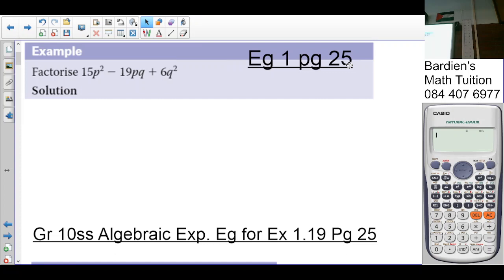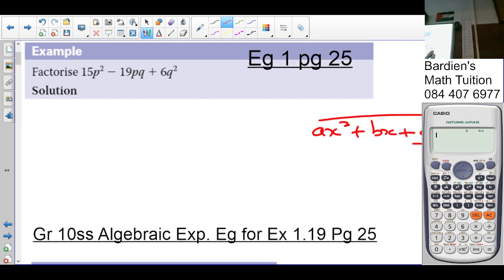Okay, so example 1 on page 25, we are asked to factorize 15p squared minus 19pq plus 6q squared. So where do we start? Firstly, is it a trinomial? Yes. What makes it a trinomial? 3 terms. What else do we notice? It's in the form of ax squared plus bx plus c. This is the standard form of a trinomial.